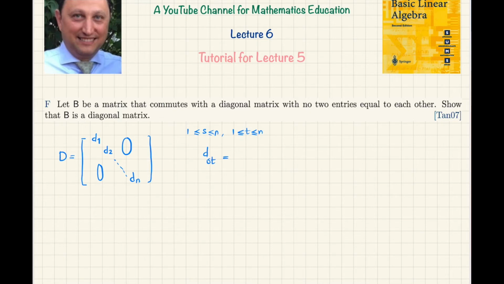If I ask you what is the entry on the sth row and tth column, you would say this becomes d_s times delta_st. This is the Kronecker delta, yes? Because it is clear that if s is not equal to t, then definitely this becomes 0, and that is correct. And if s is equal to t, then this is 1, and this is of course d_s, and that's correct.